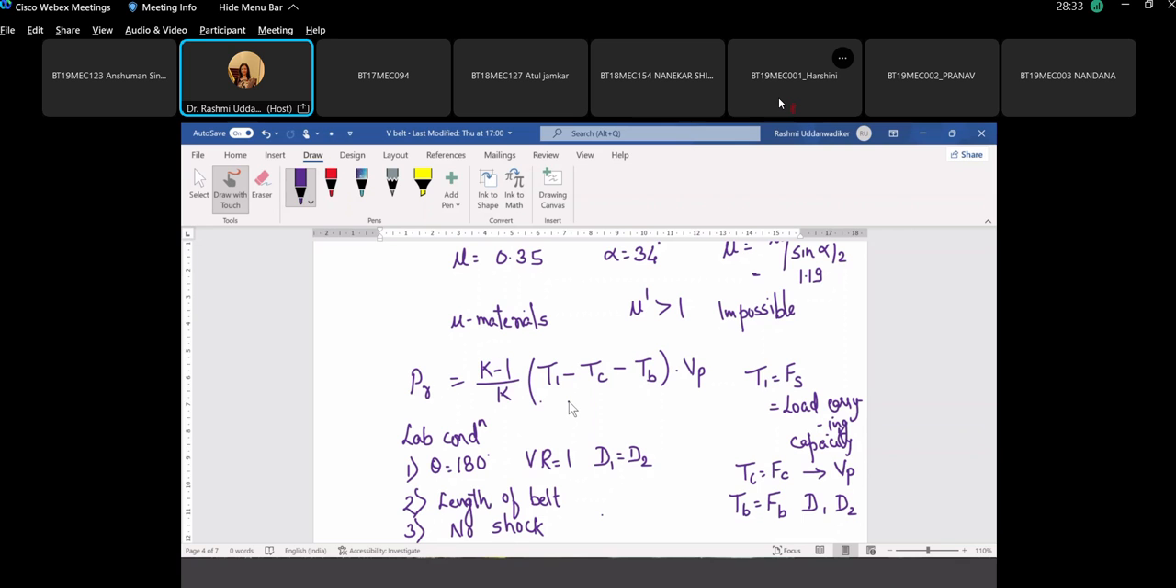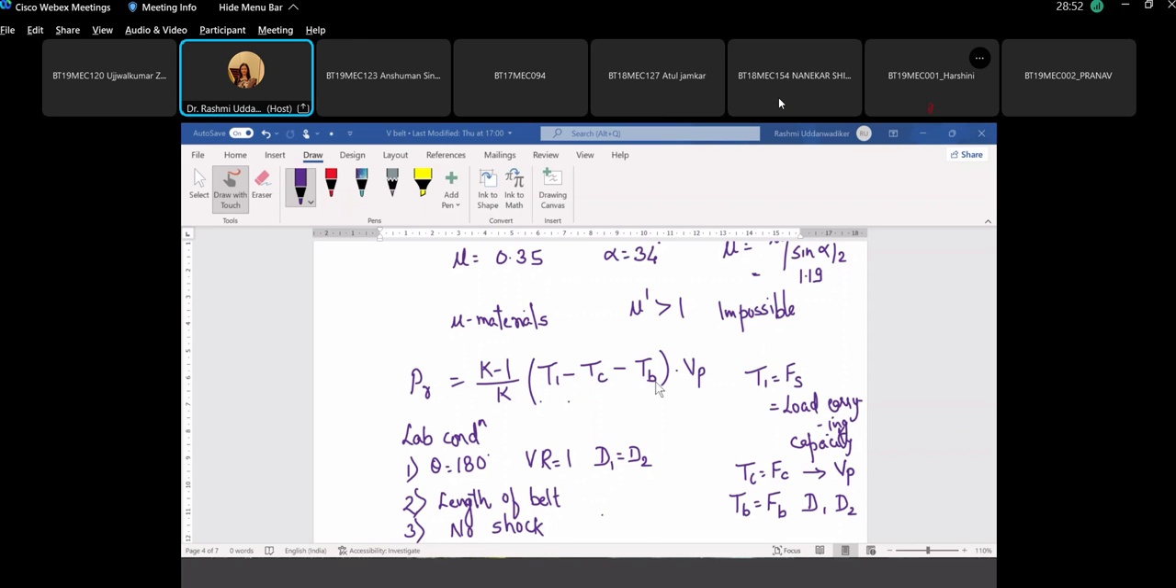This is the formula for the rated power in case of V-belt drive where K is what? What is K? Ujjwal? Ujjwal Kumar, yes, K? T1 by T2. It is T1 by T2.